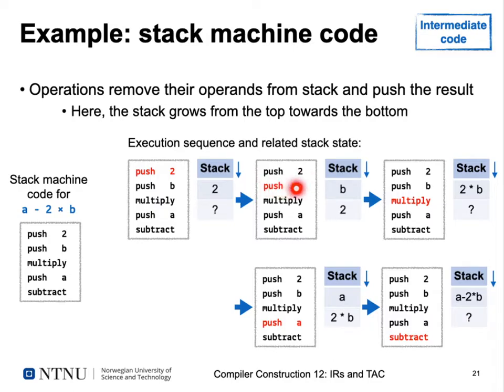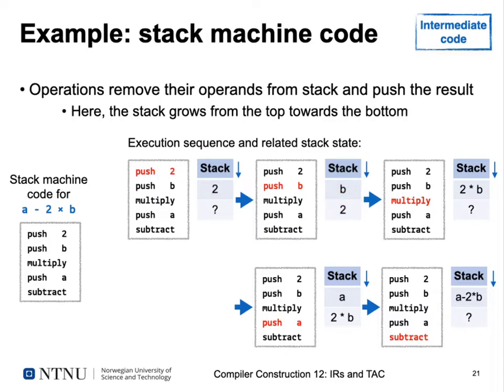The next instruction is push b, so this might be a memory location or something. We won't go into detail of how to access these here. So when we push another element, the element that was at the top of the stack before is now pushed one position down, so our 2 moves from here to here, and we have a new element on top of the stack, which is b.